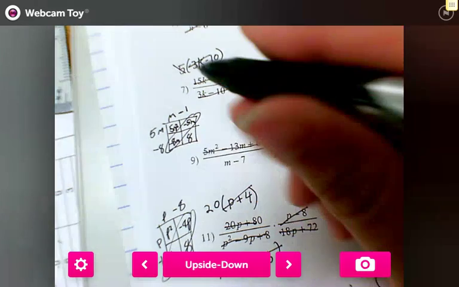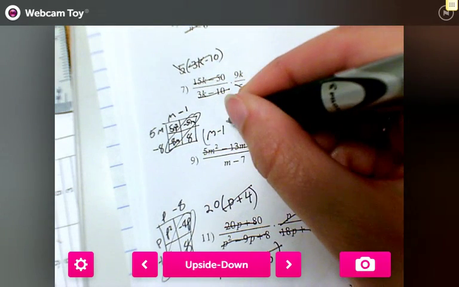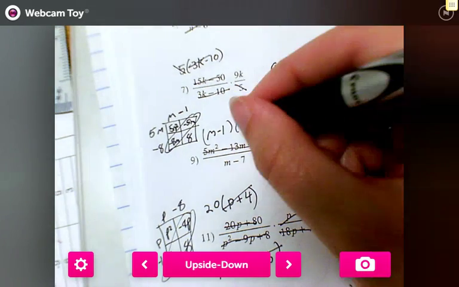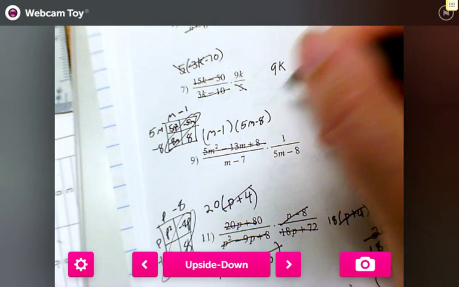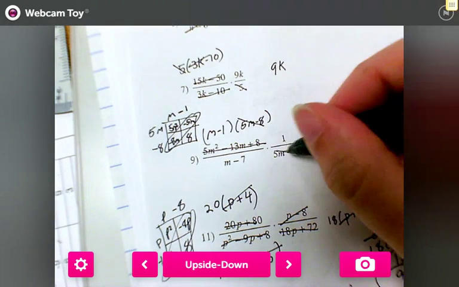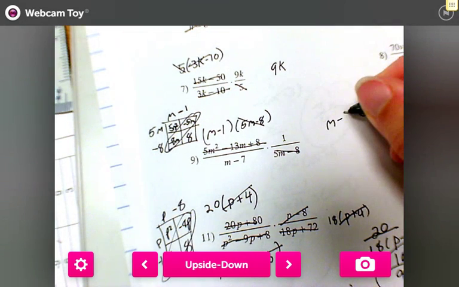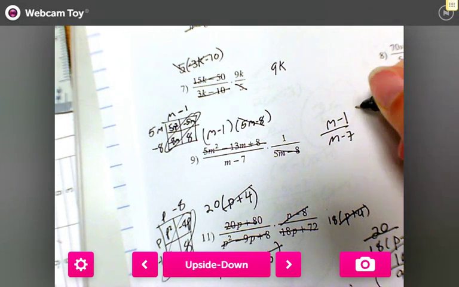So I'm going to change this to m minus 1 and 5m minus 8. I'm going to cancel these out. I'm left with m minus 1 over m minus 7, and that's my final answer.